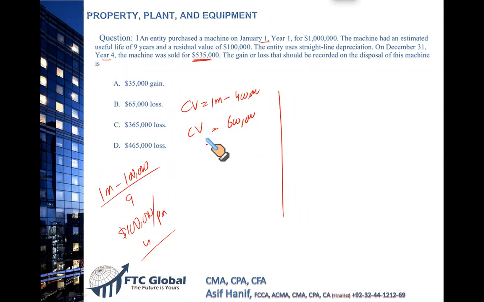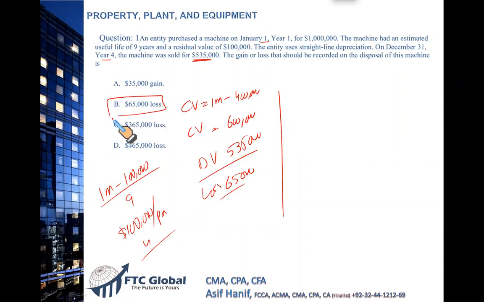Now, you compare this carrying value with the disposal value. Carrying value was $600,000. Disposal value is $535,000. So this is $65,000. This is clearly loss on disposal. 600,000 versus 535,000. So that's the loss on disposal. That makes B the correct option.